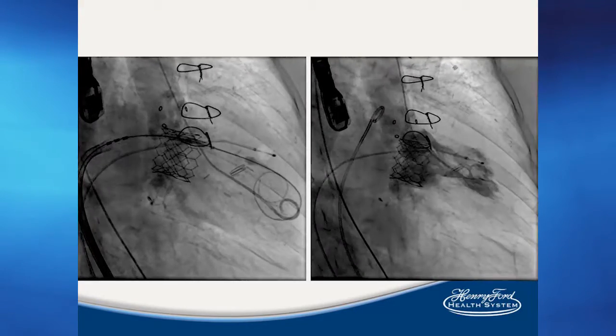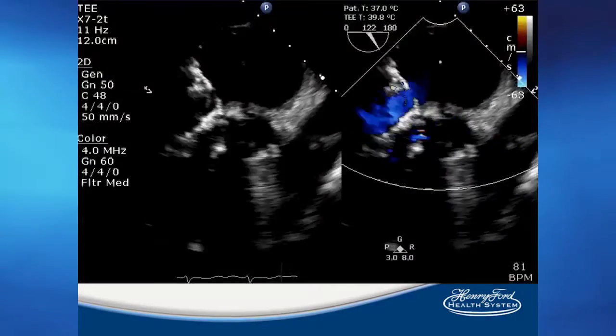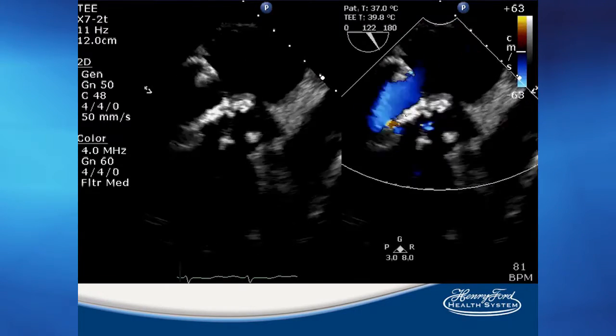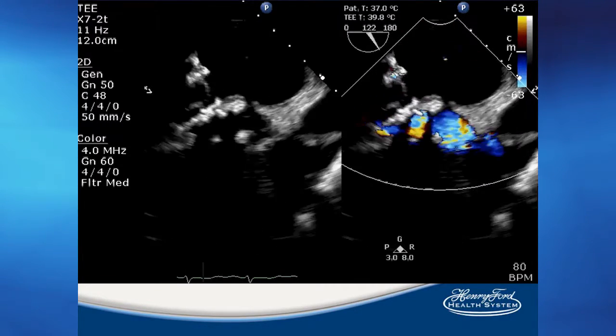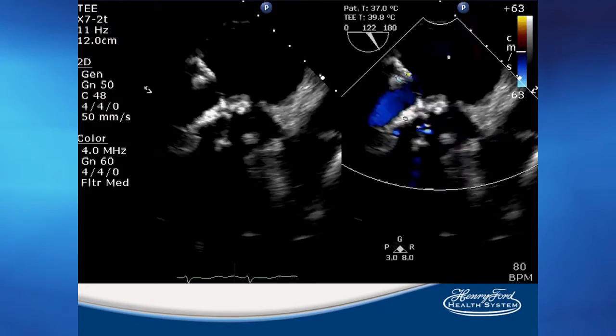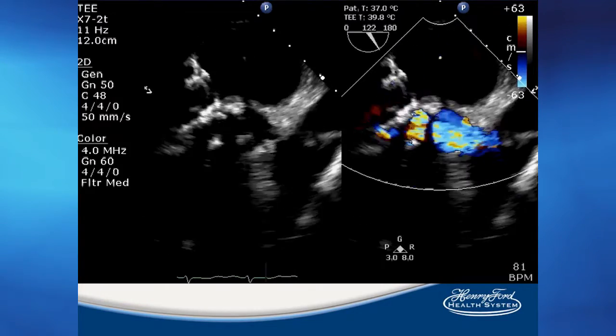So this is the rubber meets the road moment, and it doesn't leak. And here's the prosthesis again. You can see it's a functioning prosthesis, which would decrease the gradient from 16 to about 6 millimeters of mercury.